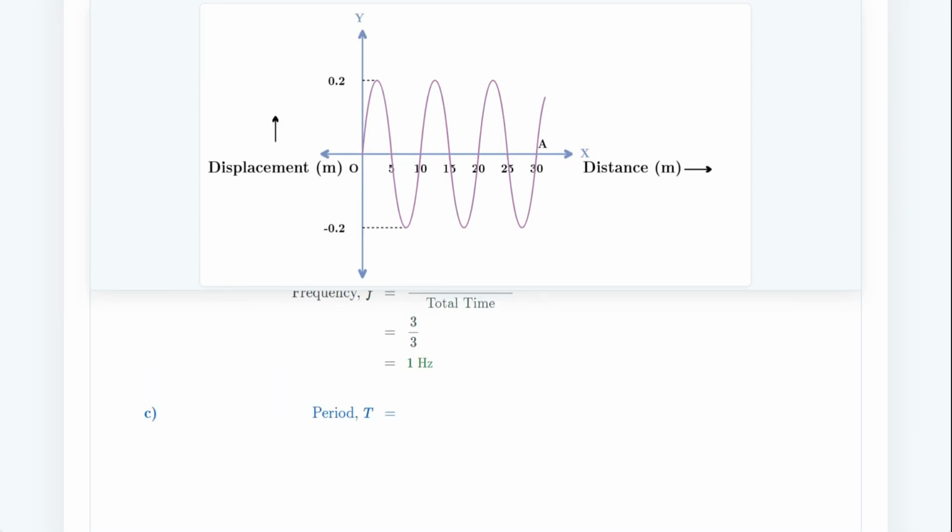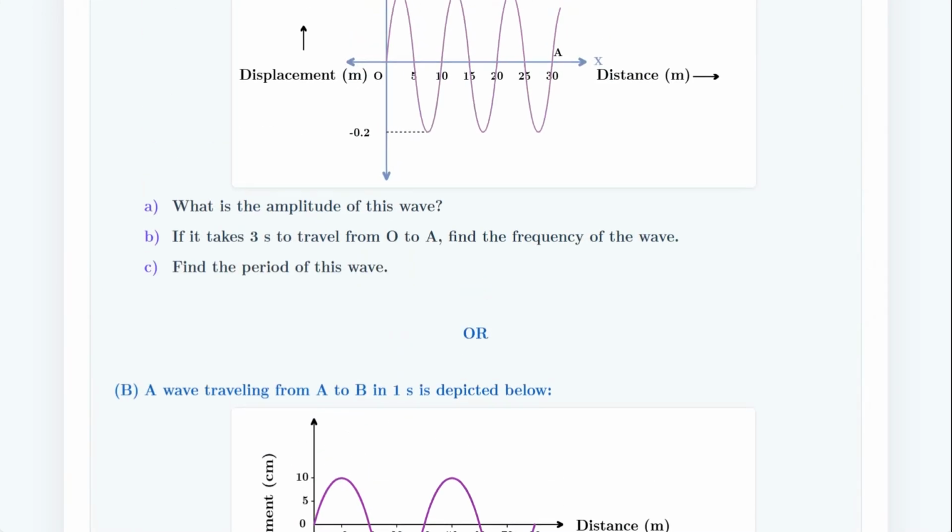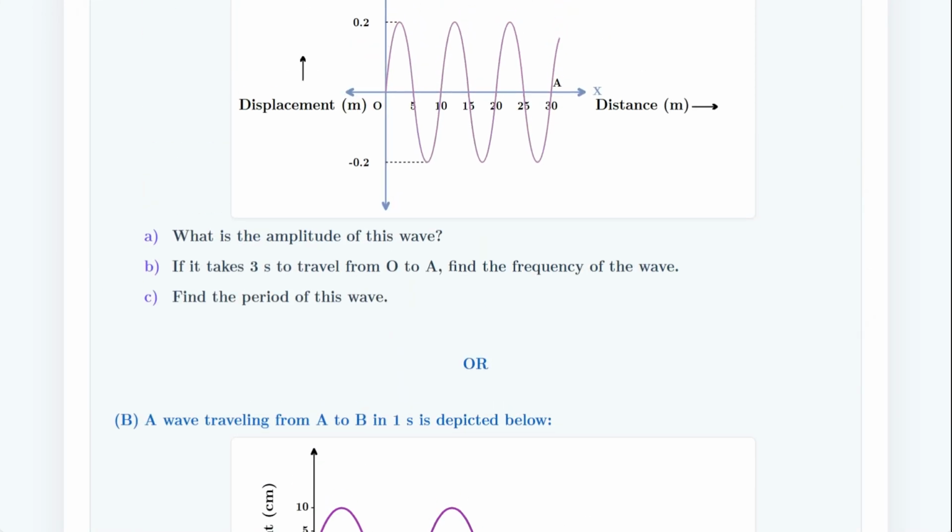Now, period T equals 1 by F, equals 1 by 1, equals 1 second. Or you can answer part B.